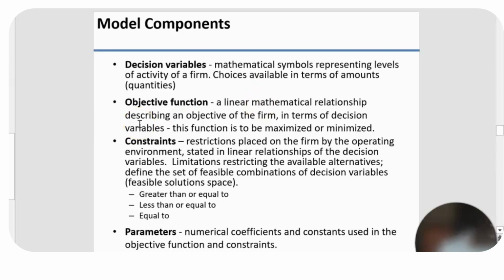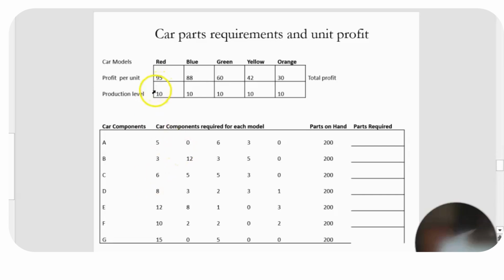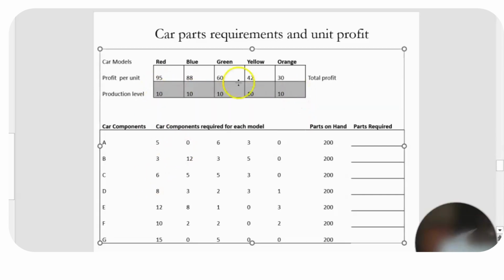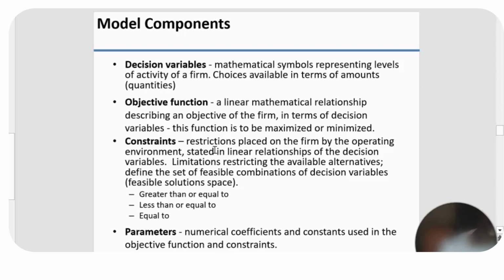Then the objective function as another component. First of all, it is a linear mathematical relationship describing an objective of the firm. In most cases, this is based on the decision variables because they are the ones that will determine your outcome levels. So when you come here, these production levels are going to determine the amount of profit that you are going to make at the end of it all. So this function, you either maximize profits or you minimize costs.